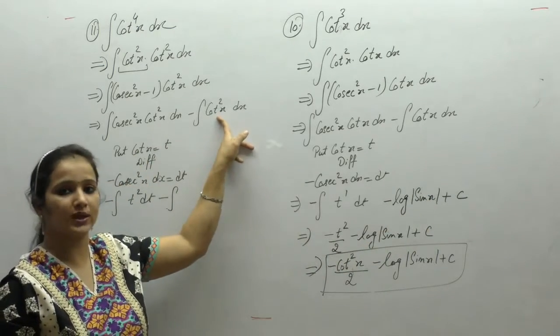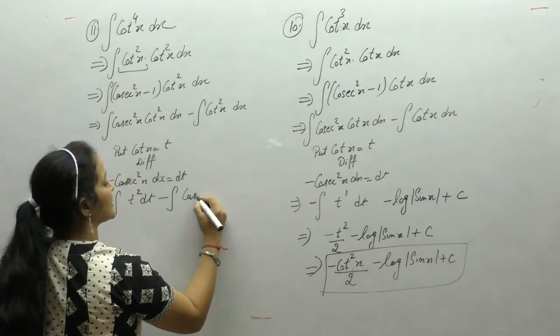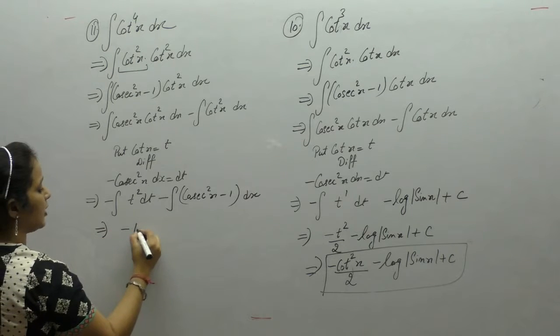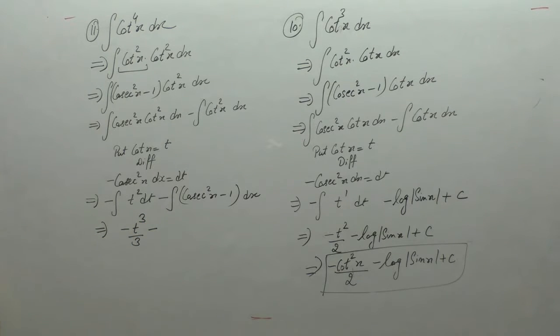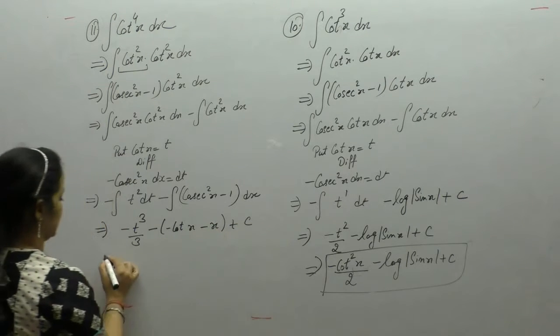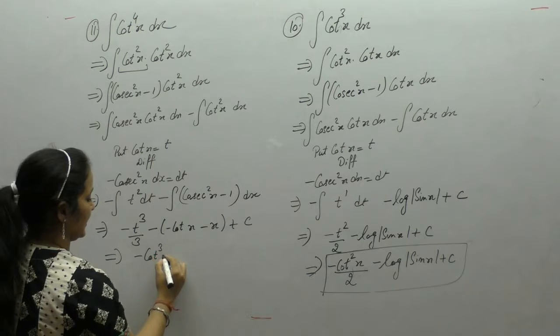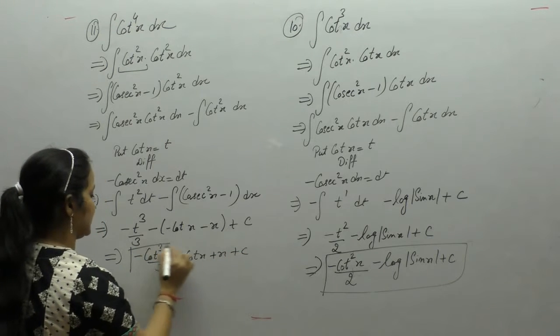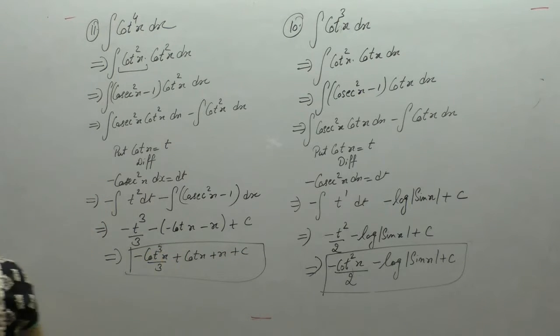So in place of cot square x, again we use the identity here, cosec square x minus 1. Integral of t square, apply the power rule here. And what is the integral of cosec square x? Integral of cosec square is minus cot x, minus integral of 1 is x. T here is cot of x: minus cot cube x upon 3 plus cot x plus x plus c.